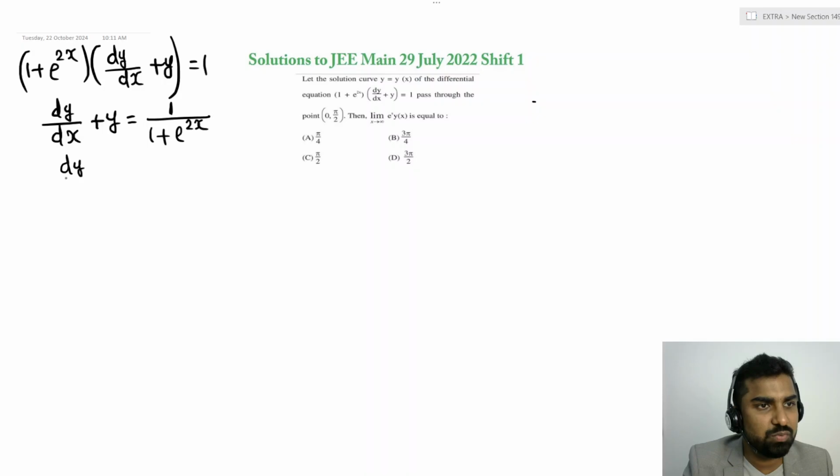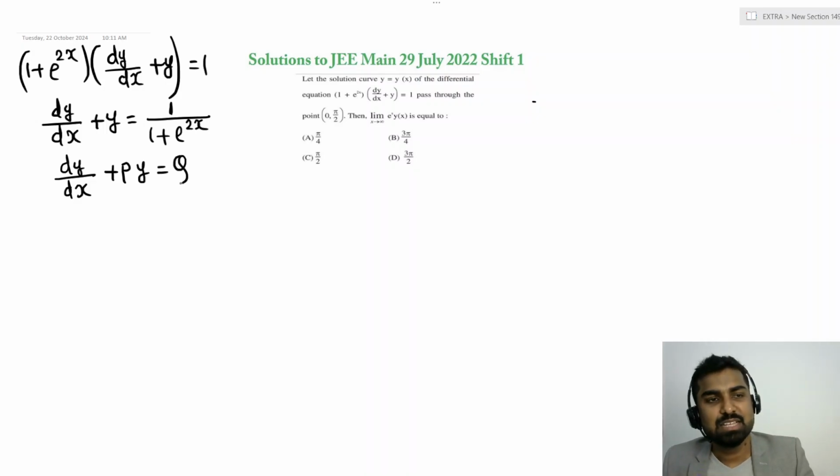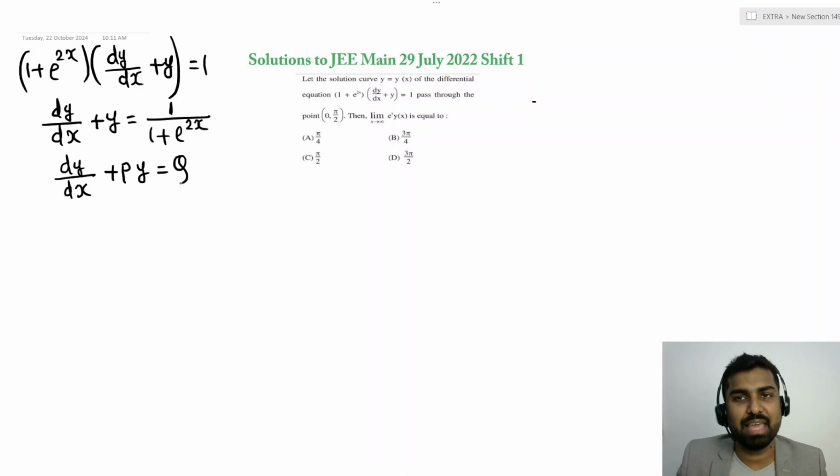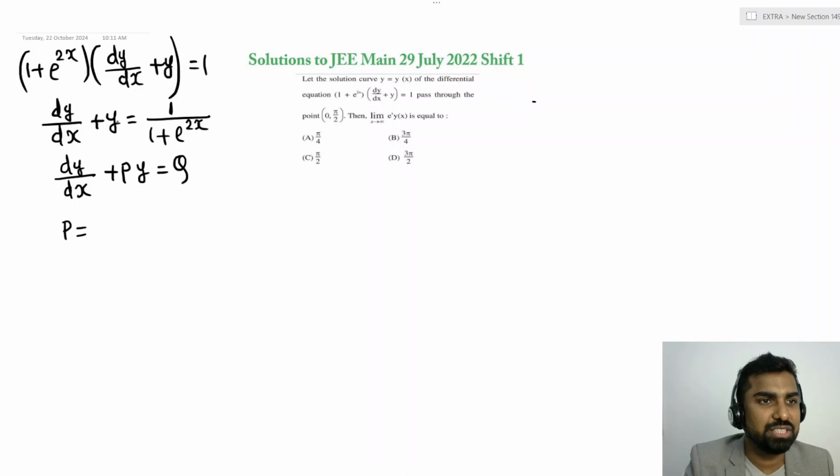Now if I compare this with the standard equation, dy by dx plus py equal to q, p and q are in terms of x or constant terms. So here p will be equal to the coefficient of y, and nothing is written there, that means we are having 1, which is not in terms of x. And q will be equal to the term on the RHS, that is 1 divided by 1 plus e to the power 2x.